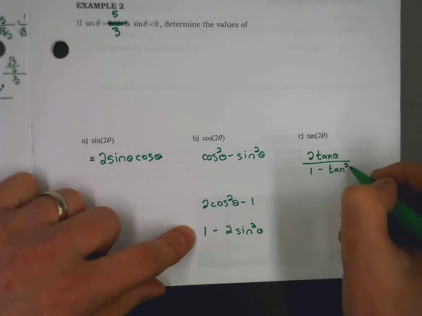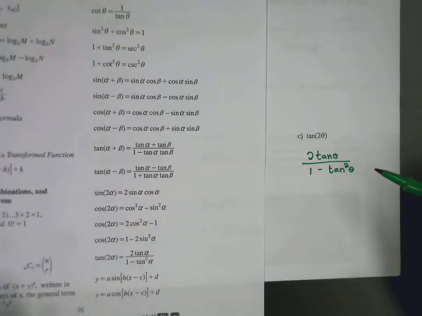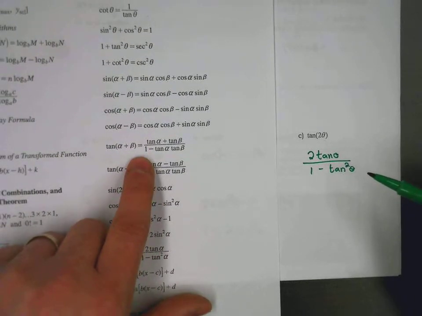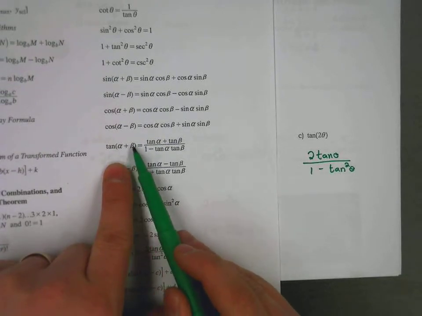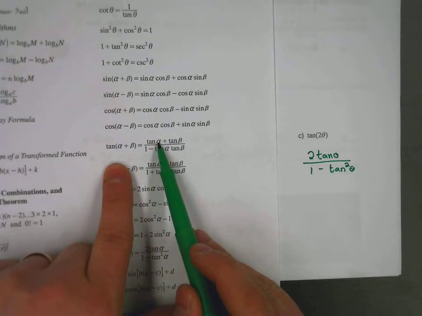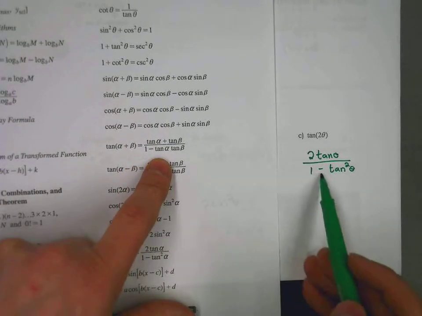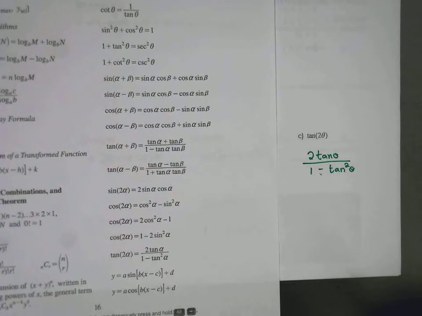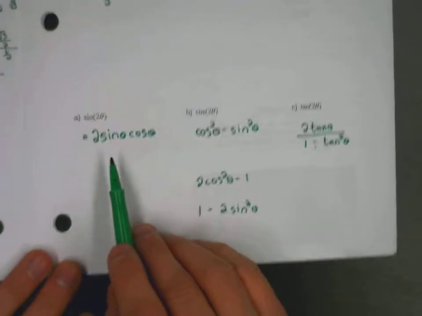For tan of 2 theta, there's only one option, and it is 2 tan theta divided by 1 minus tan squared theta. To be honest, this might look a little familiar from your sum and difference formula. All that someone did is say, what if these two angles were the same, theta and theta, and then you've got tan theta plus tan theta is 2 tan theta, and 1 minus tan squared of theta. In fact, a lot of these double angle formulas come from the sum and difference formulas.